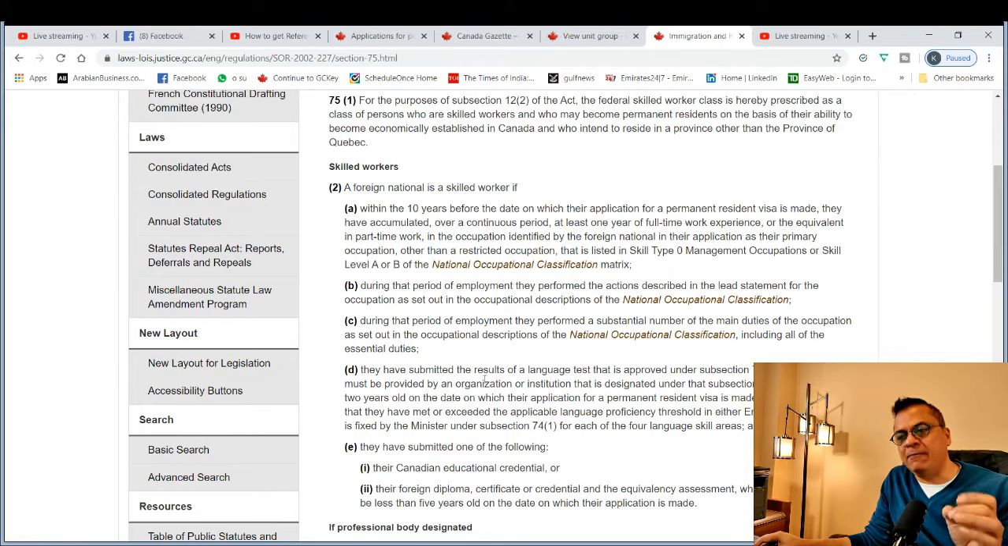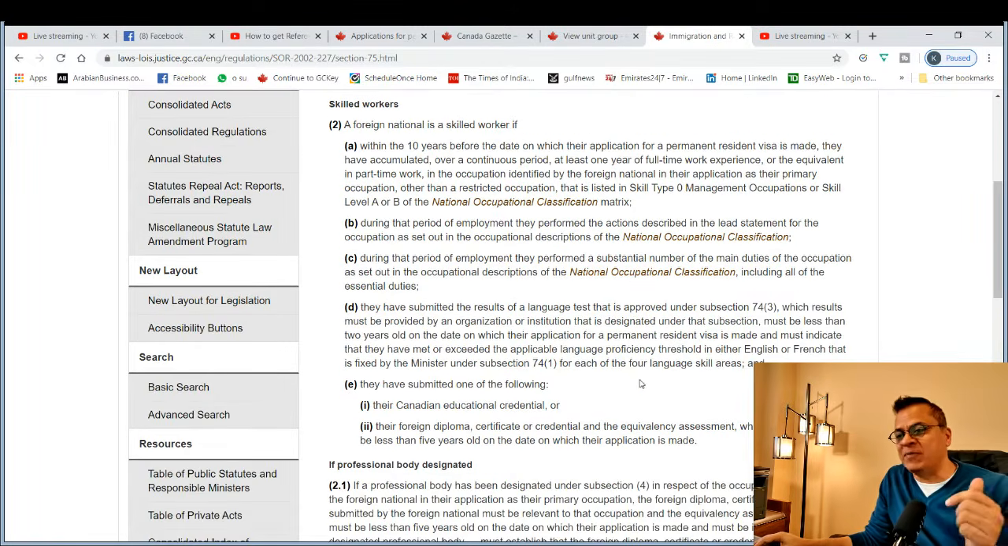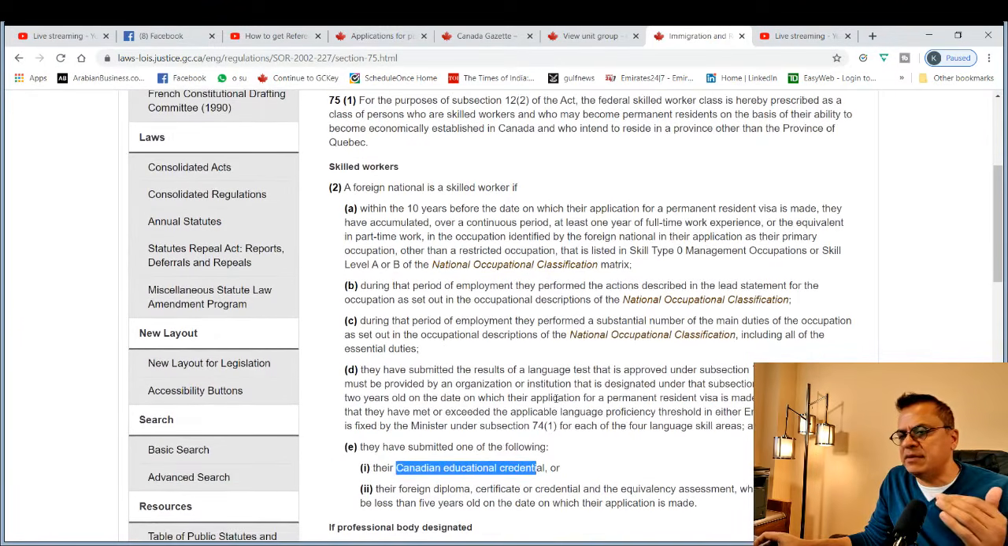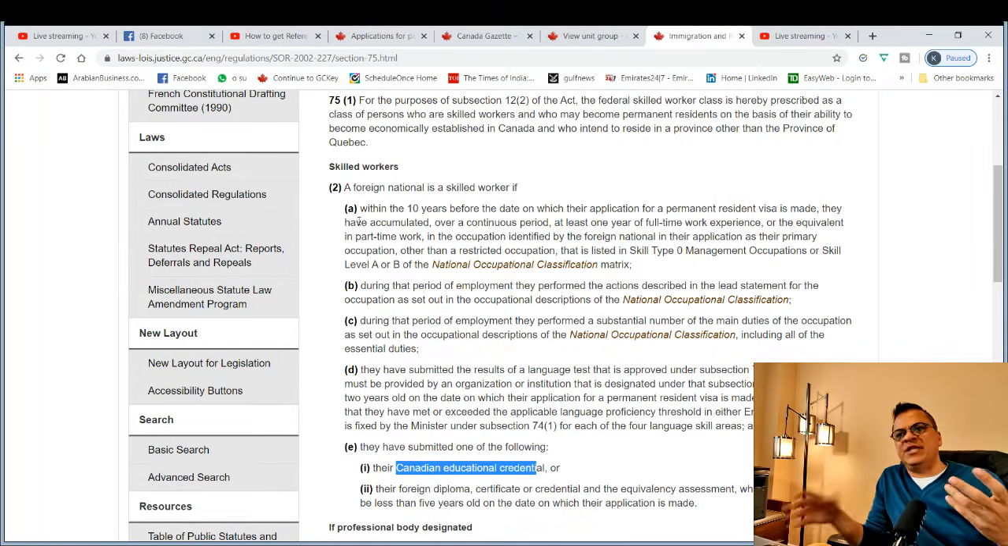And then they have submitted the results of a language test, which is not concerning our today's video. And they have submitted a Canadian education credential, again ECA, and so on. So for today's subject, what matters is section 75(2), subsection A, subsection B, subsection C. These are the three areas that you're going to concentrate on.